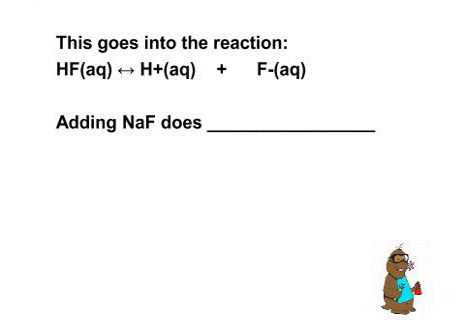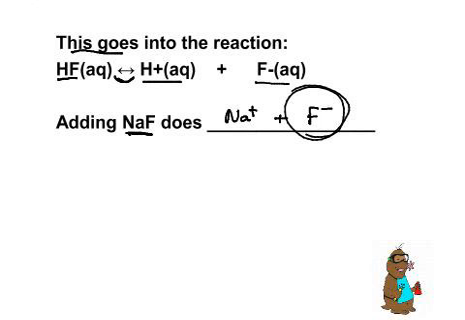Okay, so sodium fluoride. Here's the deal. If you have this reaction, HF is a weak acid. Notice I have the double arrow right here, and the H+ breaks apart into H's and F's. But if you were to add sodium fluoride, what does it actually do? You're adding sodium ions and fluoride ions. So by spiking those fluoride ions, you're shifting the equilibrium.